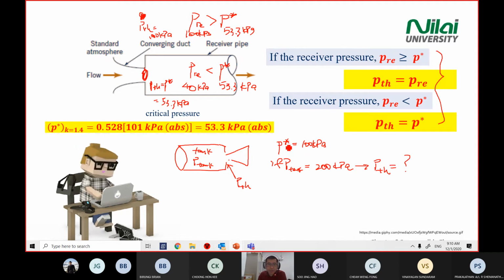Okay, so in your calculation, you calculate P star equal to 100, and you're given the internal tank pressure, the pressure inside the tank, is 200 kilopascal. So what is the throat? Okay, I'm going to ask someone. So the question goes like this. If in your calculation you calculate the P star, the critical state, happens at 100 kilopascal, and the internal tank pressure you now measure at 200 kilopascal. What is the value of the pressure at the throat?